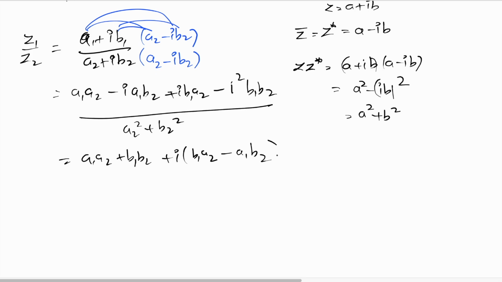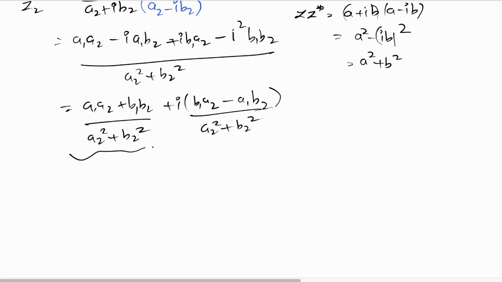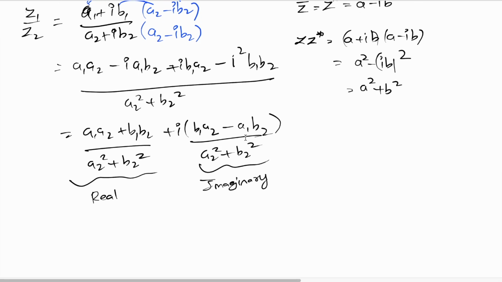a1 b2, and the whole thing divided by this, so I can just divide it separately here: a2 square plus b2 square. So now it's pretty obvious that this is the real part and this is the imaginary part here. So this is how you do division of complex numbers.